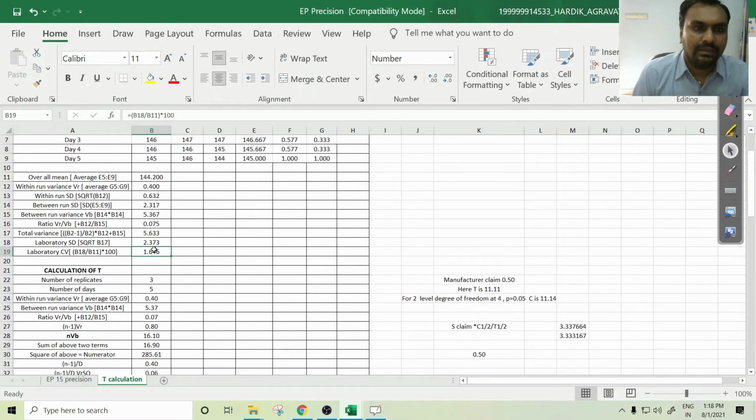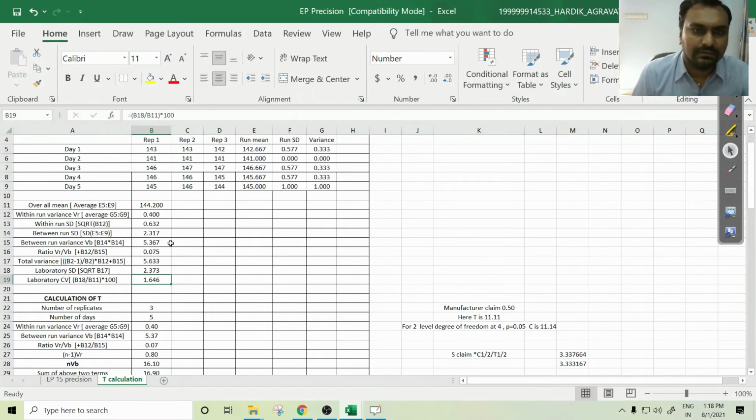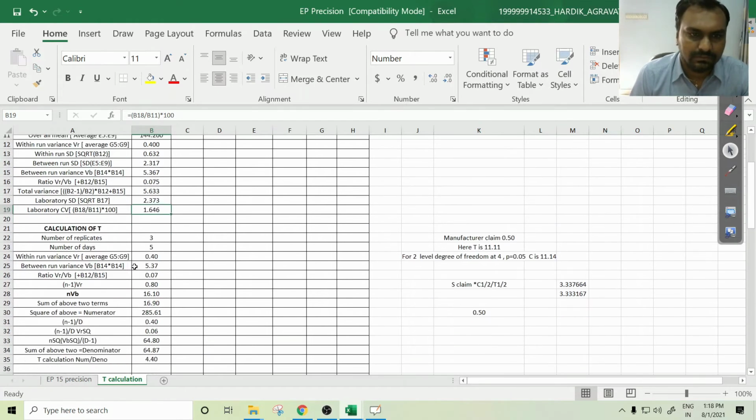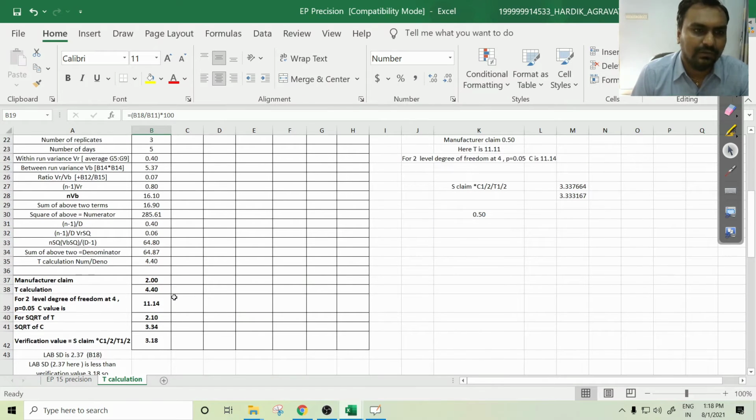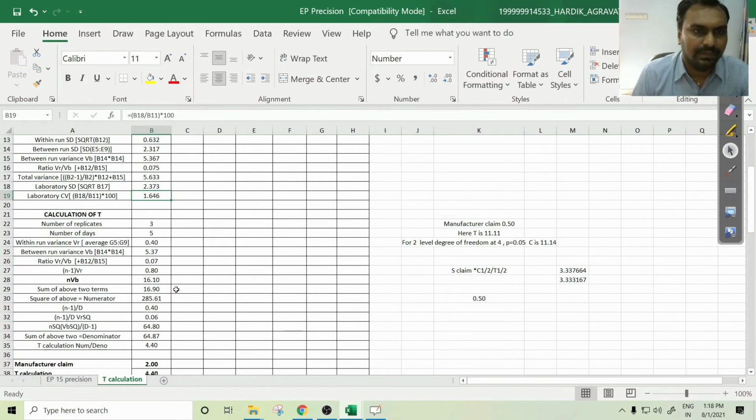Okay, and suppose manufacturer's claim SD is 3, then our method is precise. Or if our manufacturer's mean is 2 and we got CV is 1.6, which is less than manufacturer's claim, then our manufacturer claim is verified, and we can say we have verified the method.